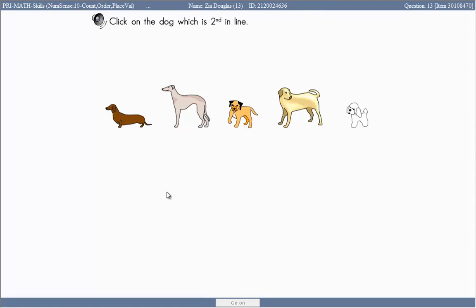Here they want you to click on the dog which is second in line. So they have to understand which is second and know that that is 1, 2. He is second in line.